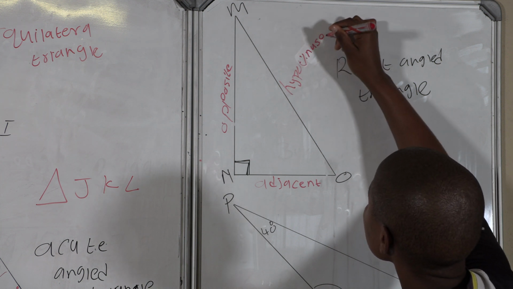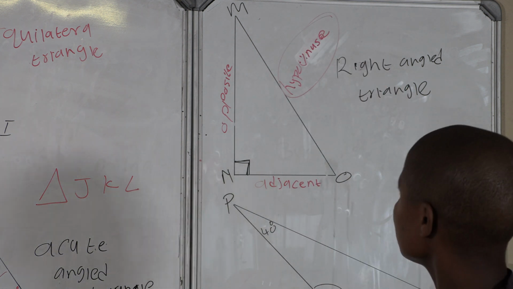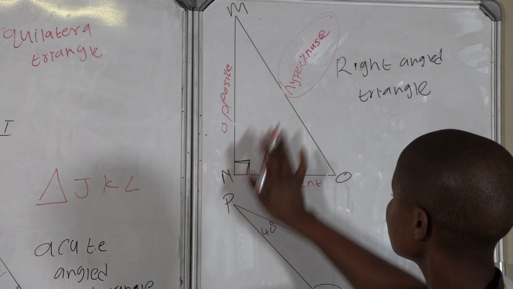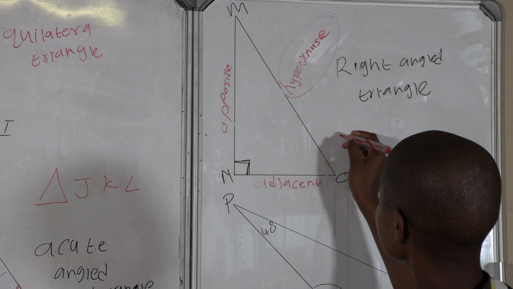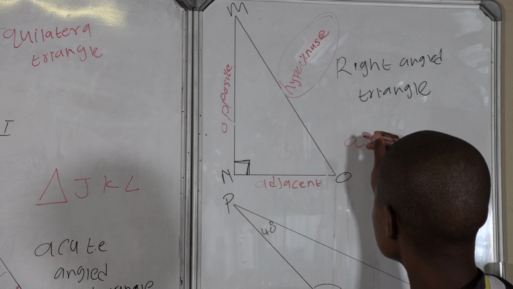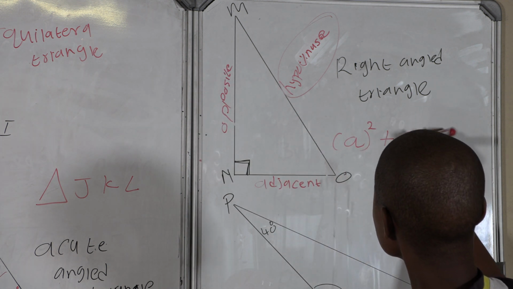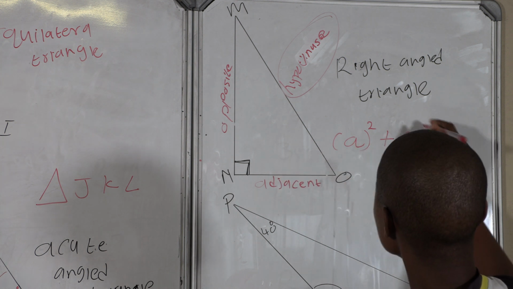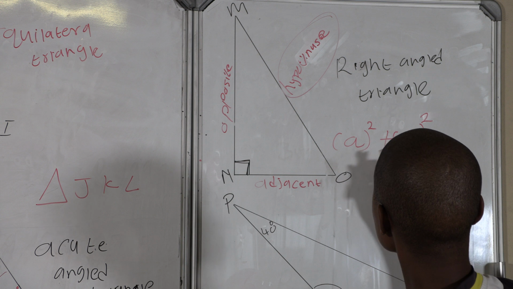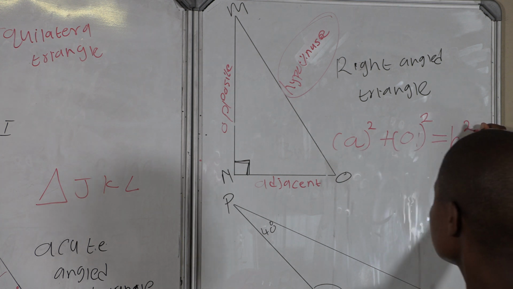Hypotenuse. There, so this is our right angle triangle, and normally in the theorem of Pythagoras we have adjacent squared plus the opposite squared. I'll just write O, opposite squared, is equal to the hypotenuse squared.